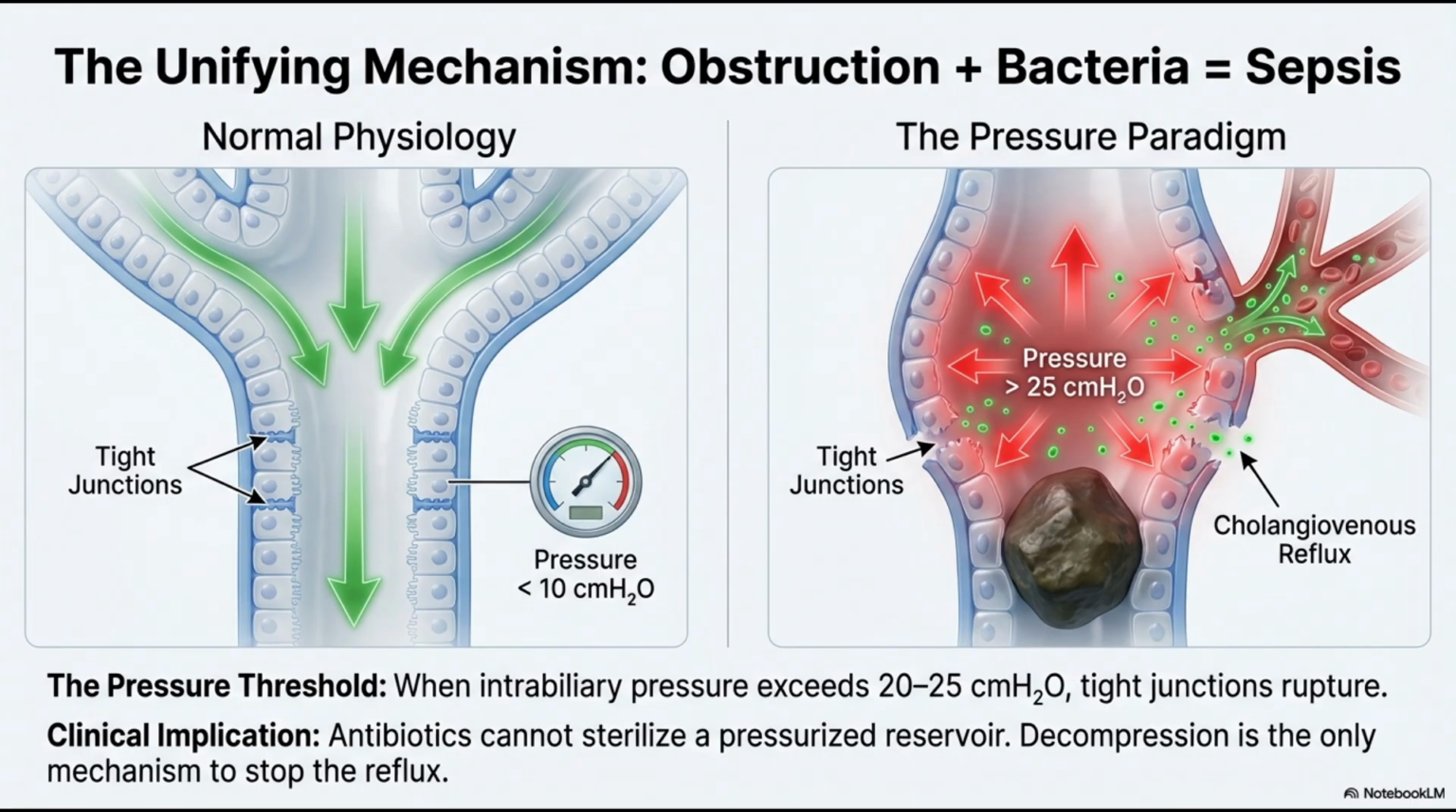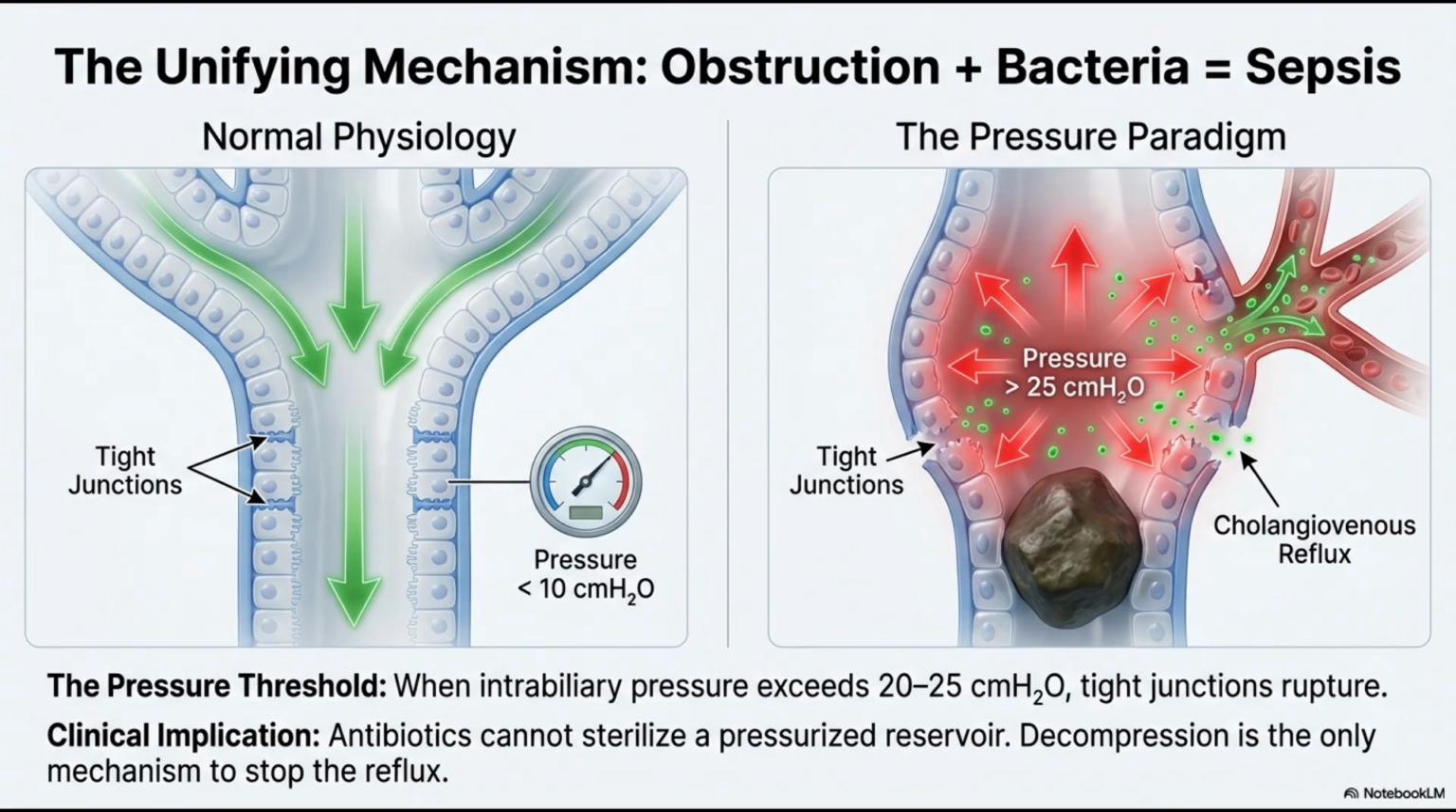Okay, let's dive into Section 1, the physiology of defense and defeat. We touched on the firewall, but let's look at the unifying mechanism of sepsis here. The sources describe a sequence: stasis plus bacterial growth equals pressure elevation. It's a cascade, a domino effect. You start with obstruction, maybe a stone, maybe a tumor, maybe a stricture. Something is blocking the pipe.